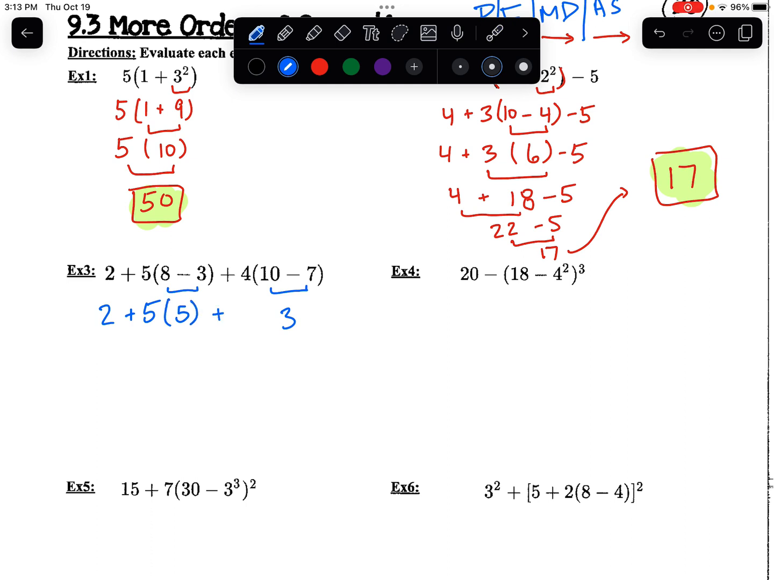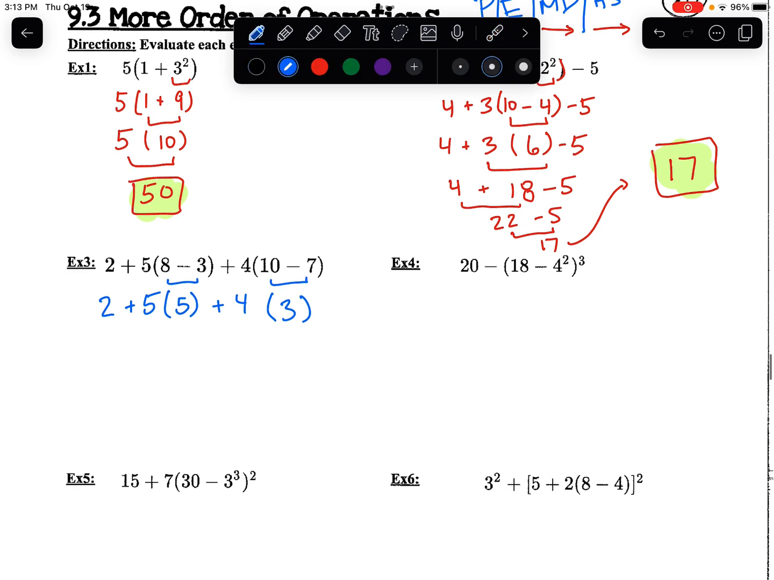Bring down the plus, the 4, and again you want to bring down the parentheses because otherwise it just looks like 4 and 3, like 43, and that's not right. So bring down those parentheses. Now I have 2 plus 5 times 5 plus 4 times 3. We have multiplication, 2 multiplications going on at the same time. If you're not sure, you can go left to right, but actually it's a shortcut. You can technically do them both at the same time, but let's just do it one at a time. So let's do 5 times 5.